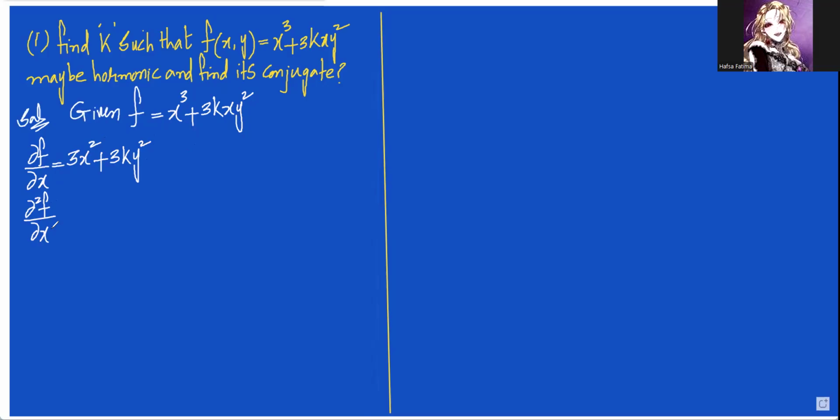With respect to x twice, second time, we get 6x here and there is no more x, so no need. Now the same value we have to differentiate partially with respect to y. First term we don't get it. We get here 6k x y. Now one more time, dou square f by dou y square is equal to, with respect to y, one more time, we get 6k x. After this one, we have to check the condition of harmonic given.